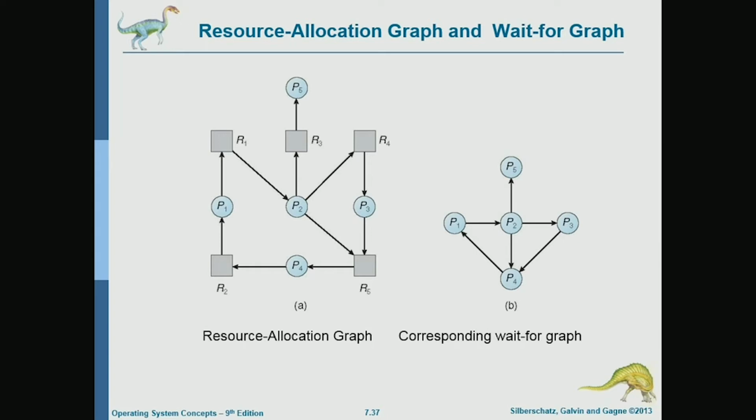This is P2 depending on both P3 and P4, and P3 depending on P4. So both of them are depending on P4, and there is no circular dependence. So P4 is not waiting on any of them. P4 will make progress, and it will eventually release the resources, and then P2 and P3 will be able to make progress.